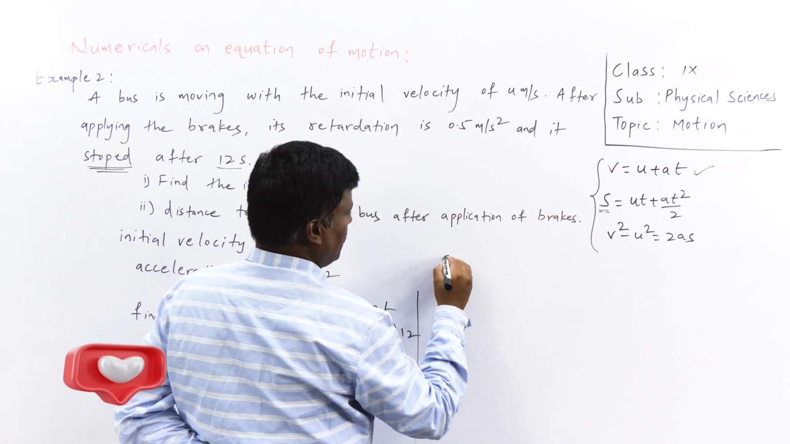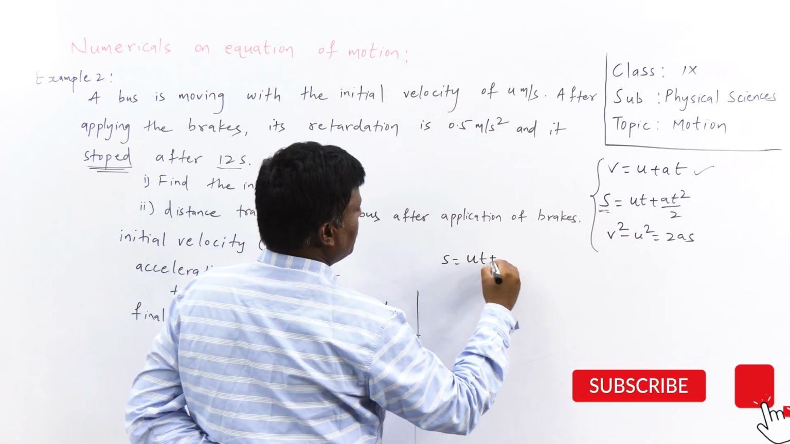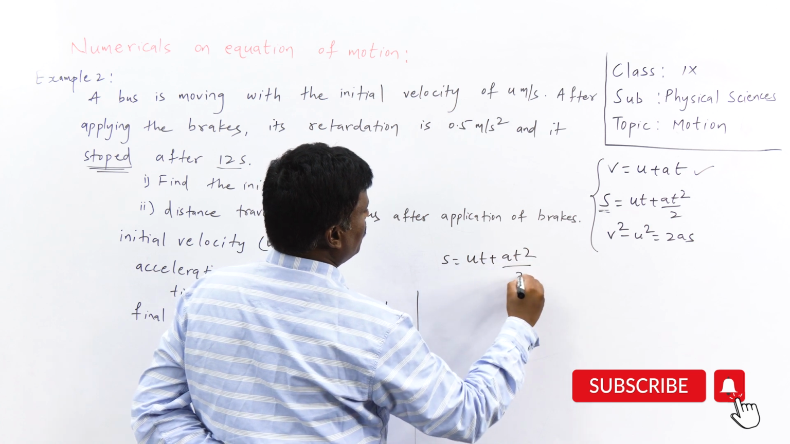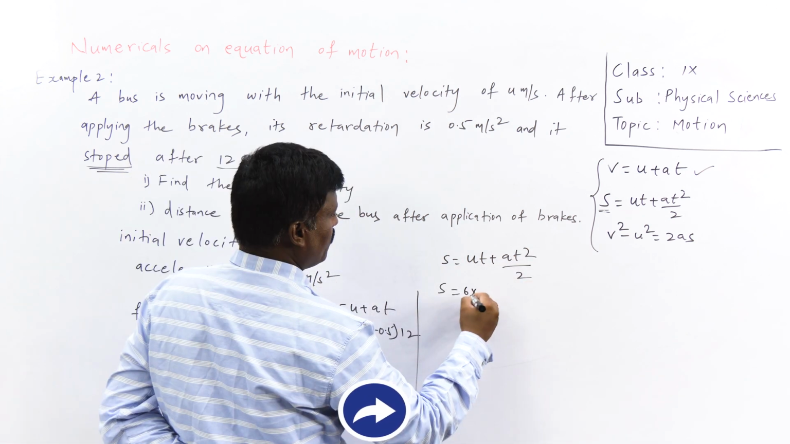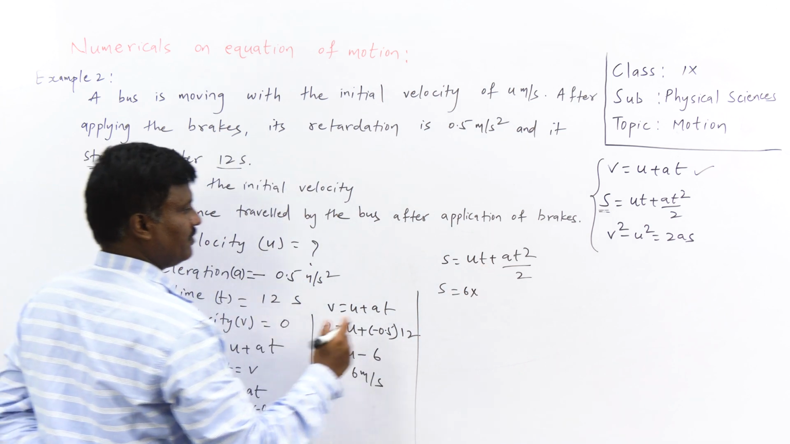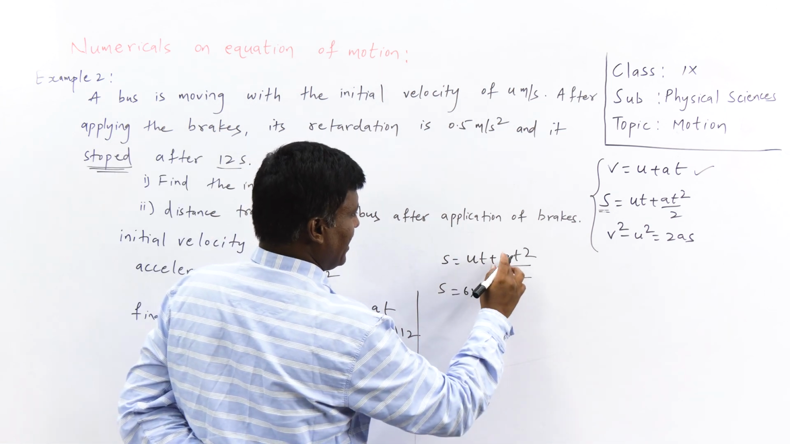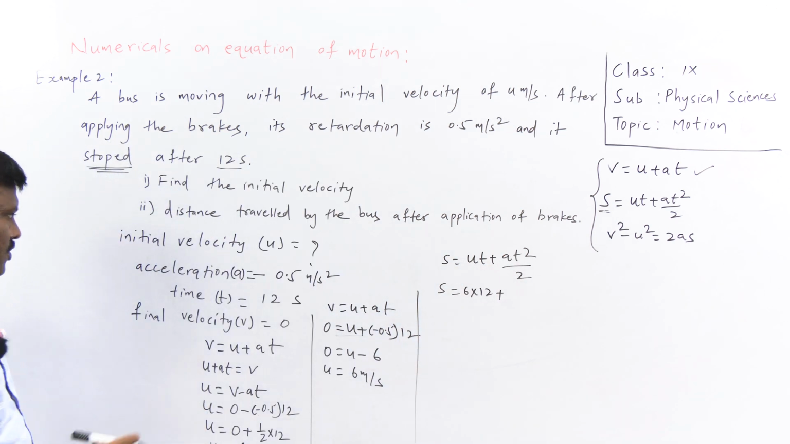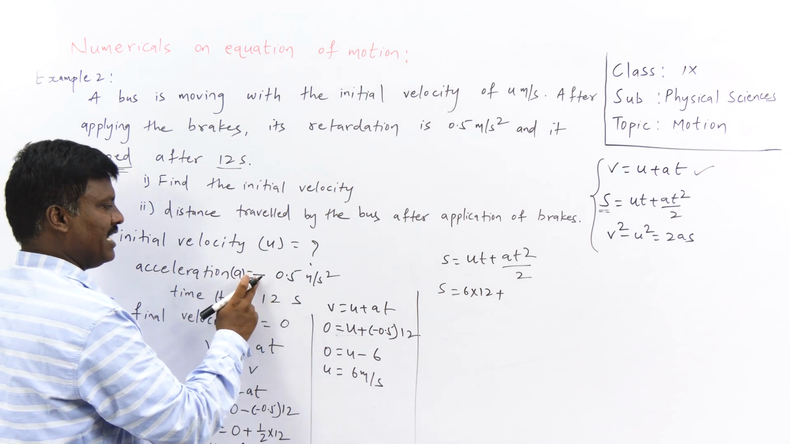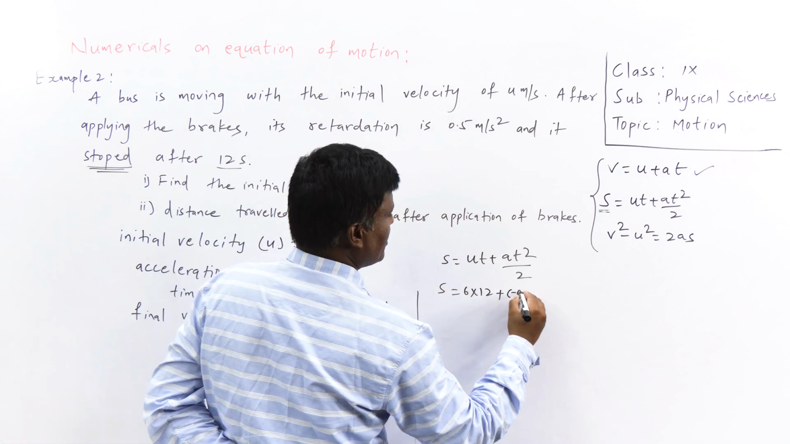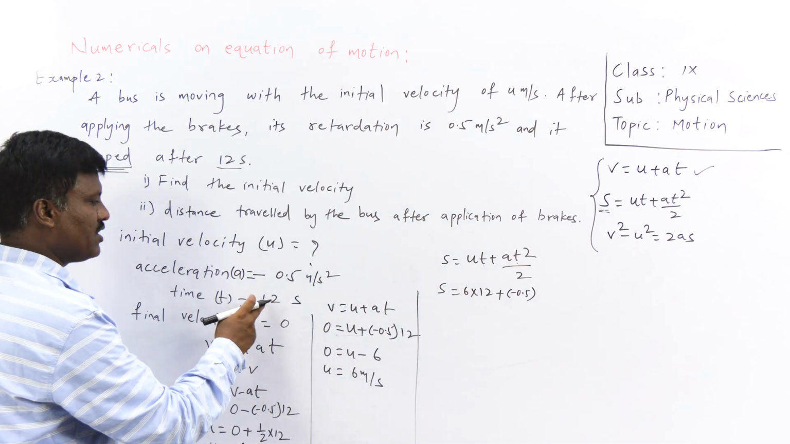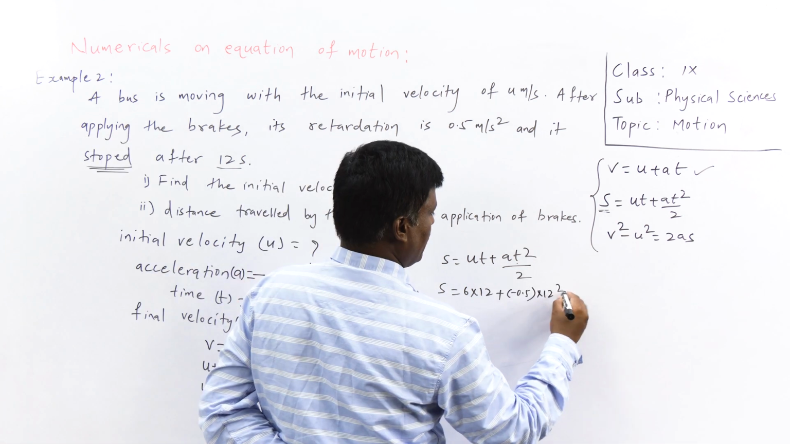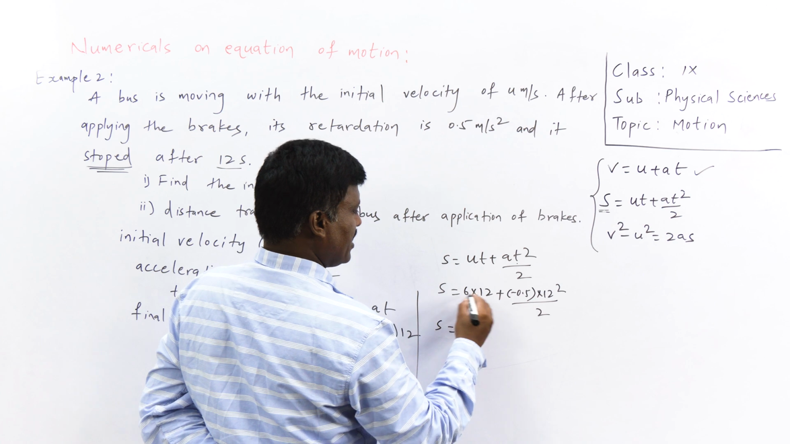I am going to use this formula: s is equal to ut plus at square by 2. S is equal to, what is the u value? 6 into, what is the t value? 12, plus at square. Do we have the a value? Yes. What is the a value? Minus 0.5, minus 0.5 into t square. So the t square value is 12 square by 2.